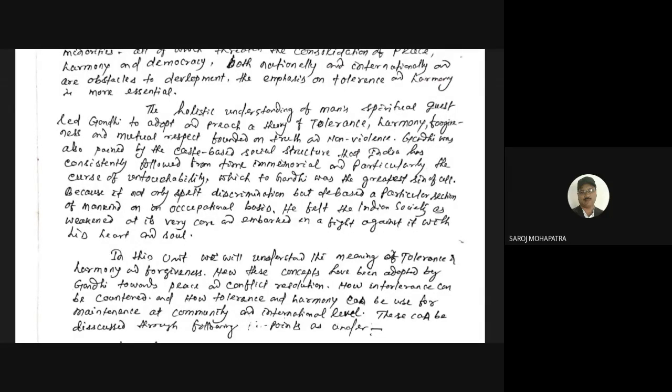So this was the conflict. So he felt the Indian society is weakened at its very core and embarked on a fight with his heart and soul.